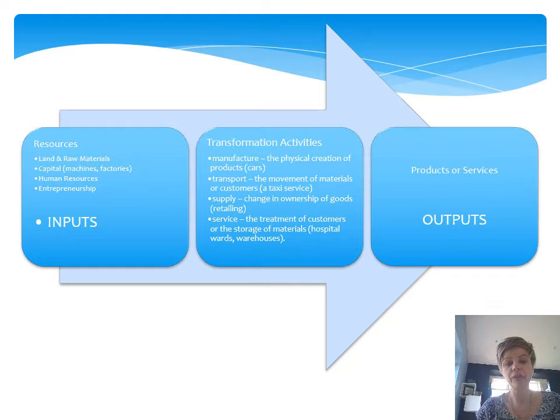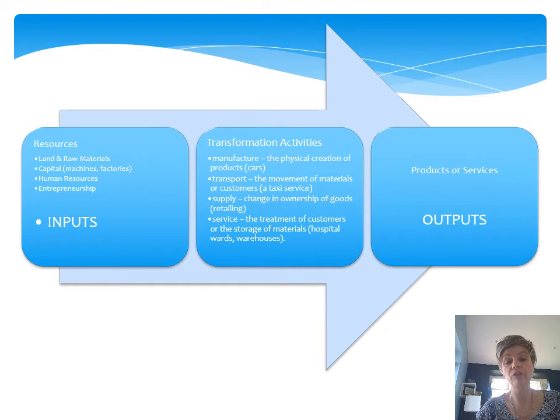The first one is manufacturing. It's like the physical creation of a product. So cars come to mind. In the Cambridge car plant that we went to, that was a manufacturing plant. They physically make the products. There's transport, UPS, FedEx. These are the movement of material or of customers, Uber or a taxi service.